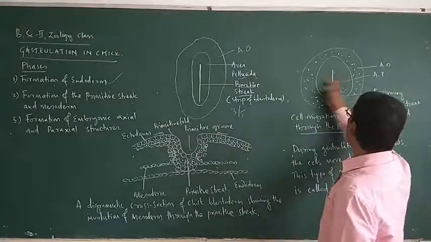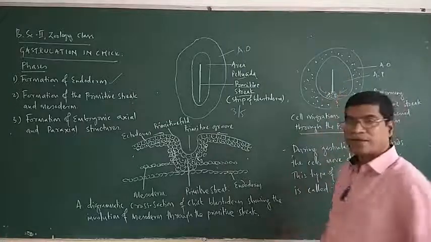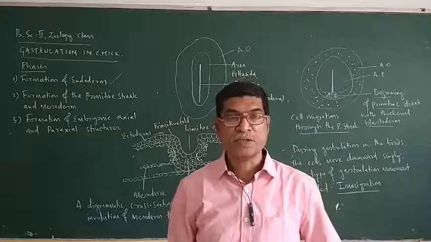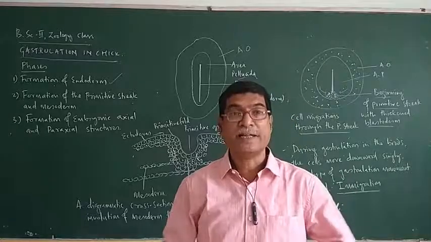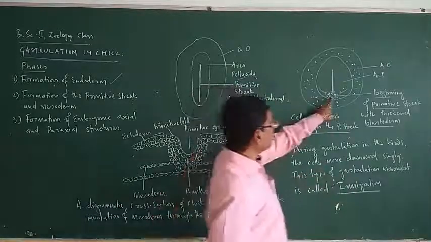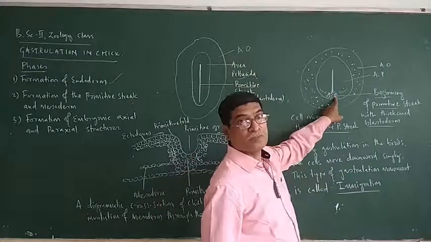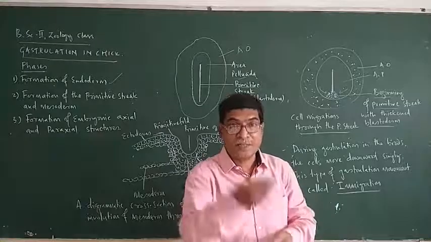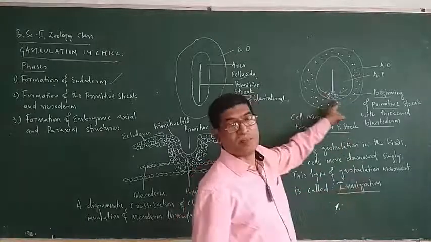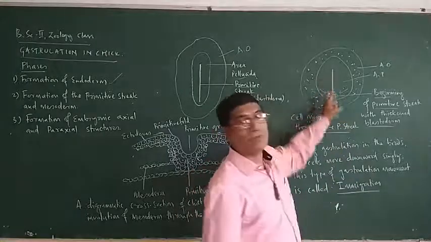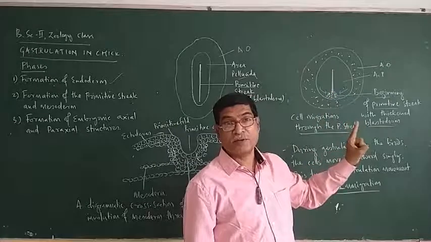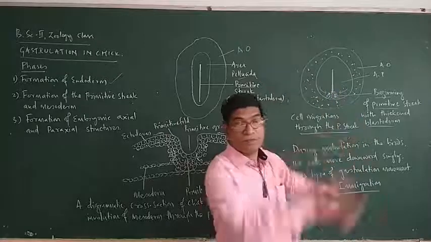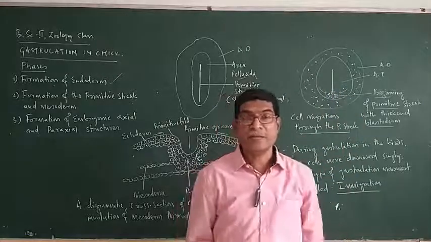Except this region, here and here, the layer is very thin. It is not thick, because it is not multilayered. Whereas here it is multilayered. Several cells are accumulated here to form a cord-like structure just below the epiblast, and that is called the primitive streak. And this primitive streak extends forward up to 3/5 part of the area pellucida.